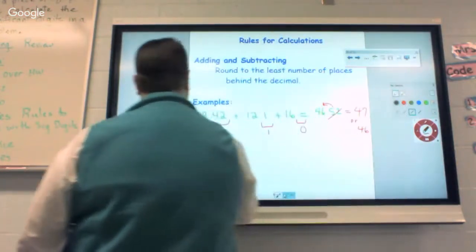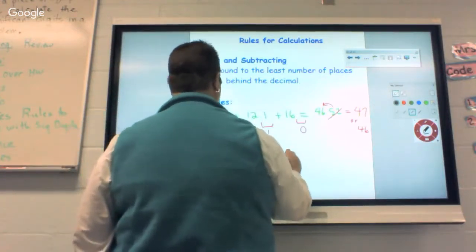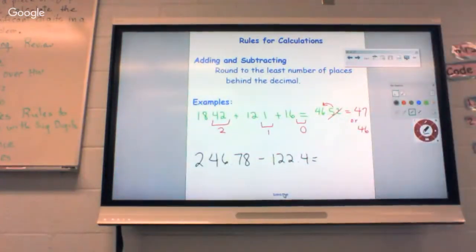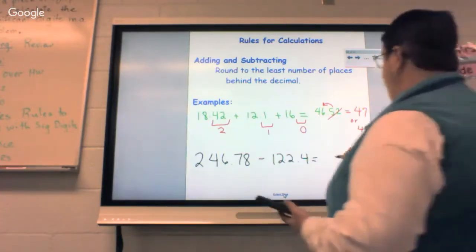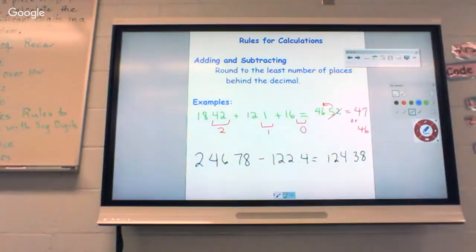Now, if I have something like 246.78 minus 122.4, okay, let's have a subtract problem. 246.78 subtract 122.4. I get 124.38. All right? Exact same concept. Here's subtract. Least number of places behind the decimal.